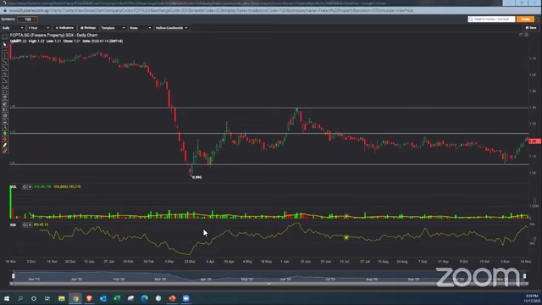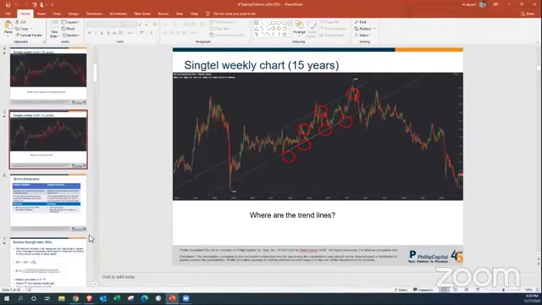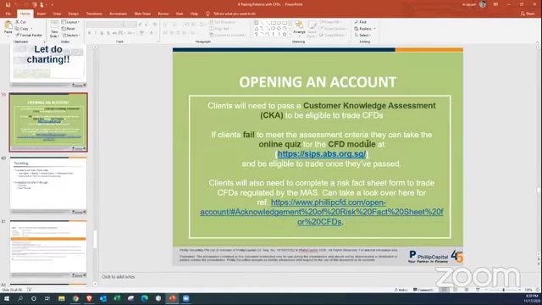Okay, we have come towards the end. In case you want to understand about CFD, you need to pass your CKA in order to trade CFD. If not, you have to take a quiz.